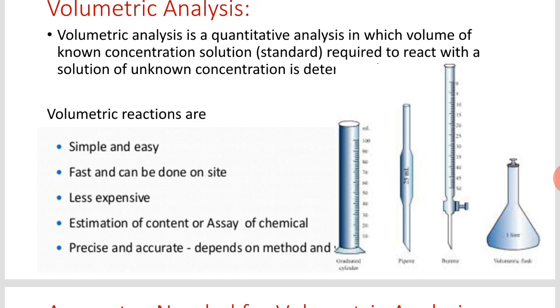These volumetric reactions are very simple and easy reactions, and within a short time we can complete them. So we say that these reactions are very fast and can be done on the side. Again, they are inexpensive reactions, used for estimation of content or assay of chemicals. This method, volumetric analysis, is a precise and accurate method.